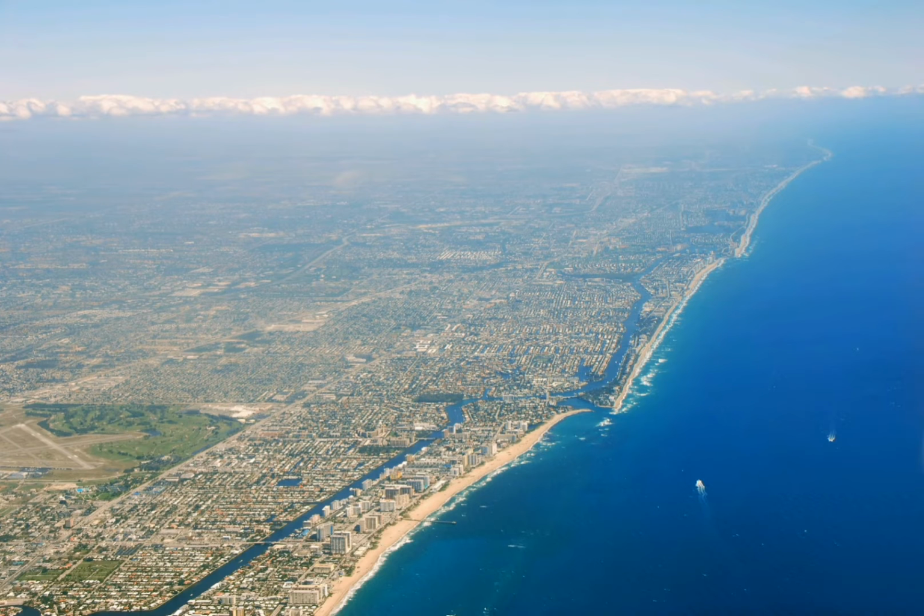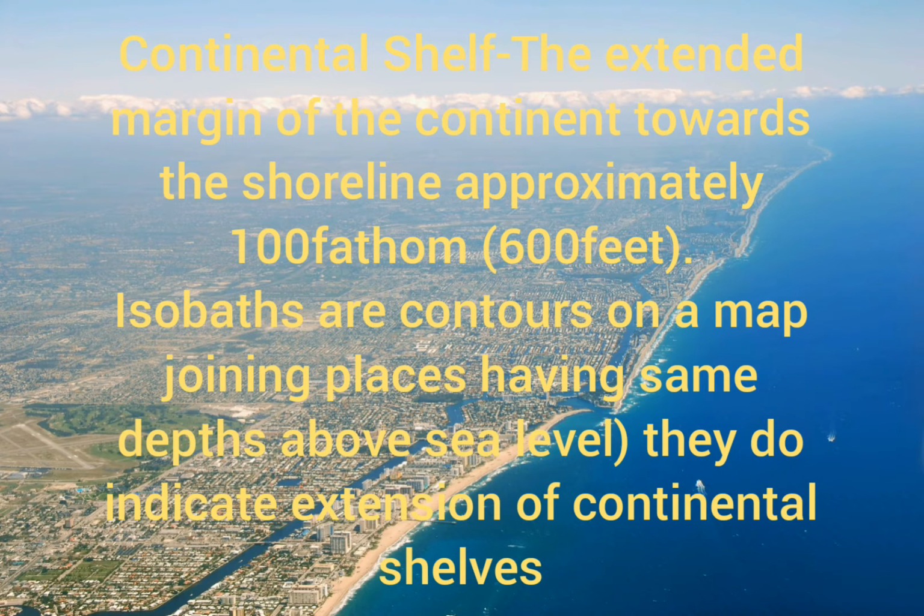As we all know, the lithosphere or the earth's crust is made up of continents as well as ocean floor. That means that there is land under the ocean also. So first we will talk about the continental shelf. The continental shelf is actually the margin of the continents or the extension of the continents.